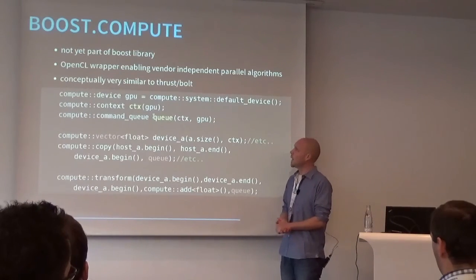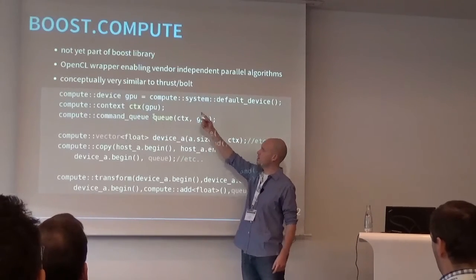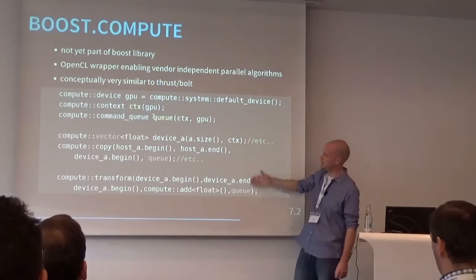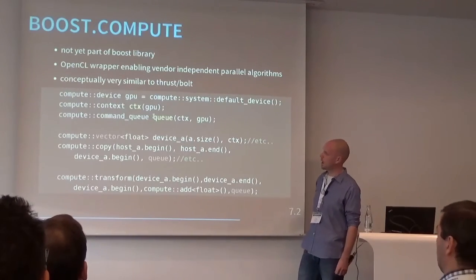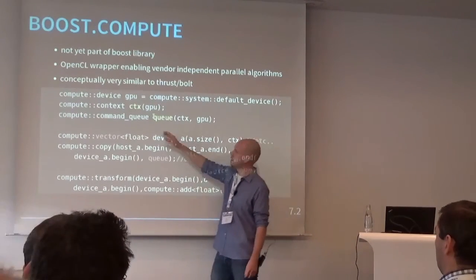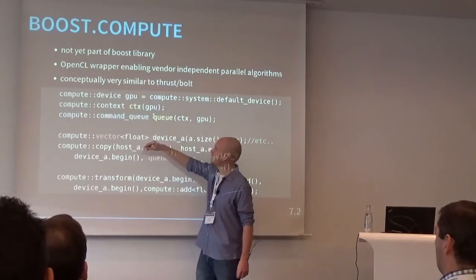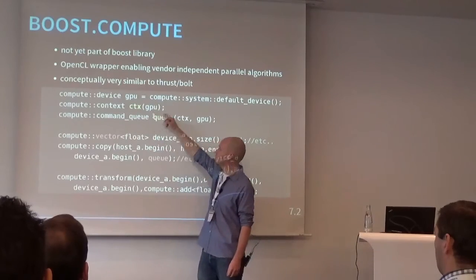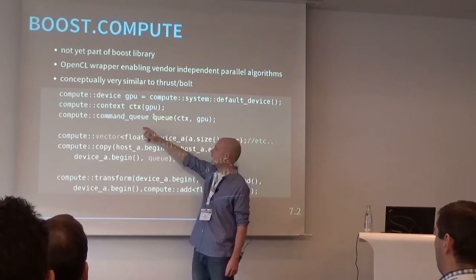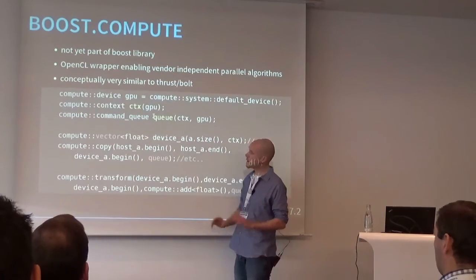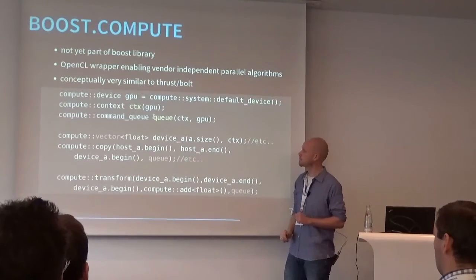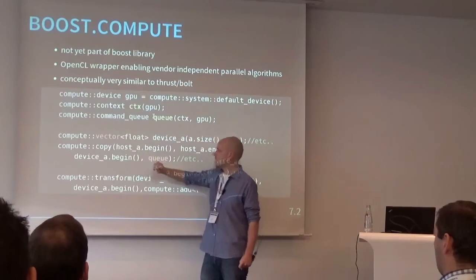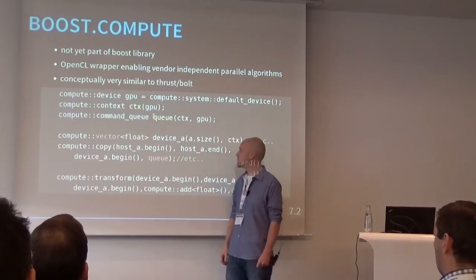Conceptually, it is very similar to Thrust and Bolt, if you look at it. So here's basically the API that you would use. They adopted the notion of device objects that you have to initialize, context objects that you have to hand over which device you want to run on, and the command queues. But they did it, I think, in a very cunning way. You can basically stay with the API of a standard vector, only that you have to exchange the namespace.